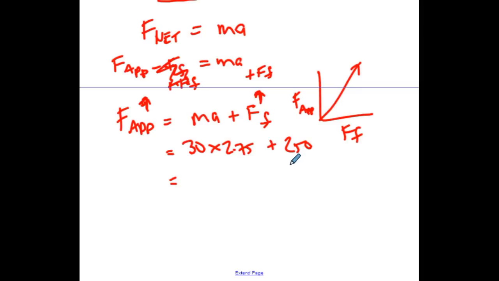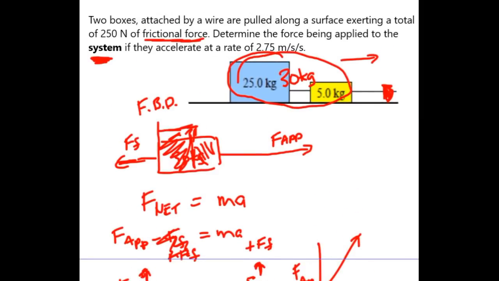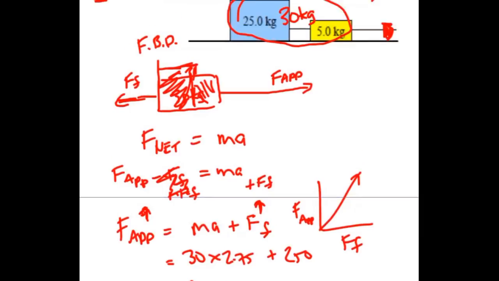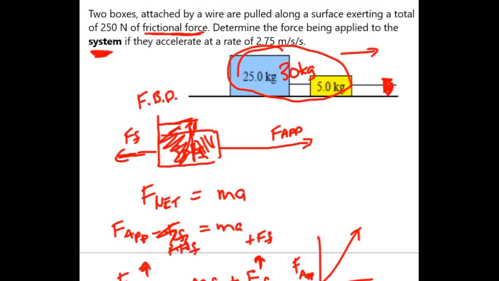So anyways, long story short, I'm kind of stalling to give you time to try the math here. 30 times 2.75 plus 250 gives me a total applied force of 332.5. And if you left it there, you really shouldn't earn full marks because there's two things that are incorrect, and I've talked about these before. The first one is sig digs. We're going to have to round this to 333, it appears, because it looks like I get 3 sig digs.